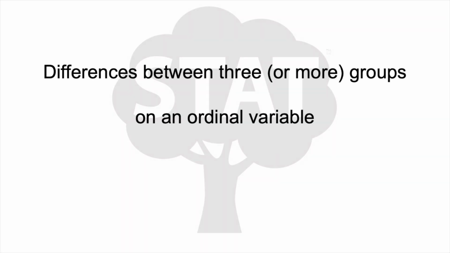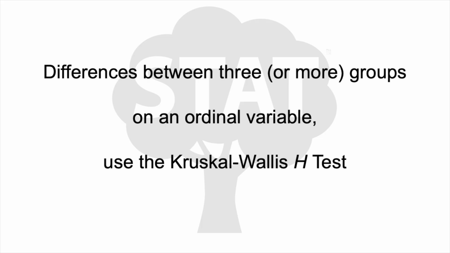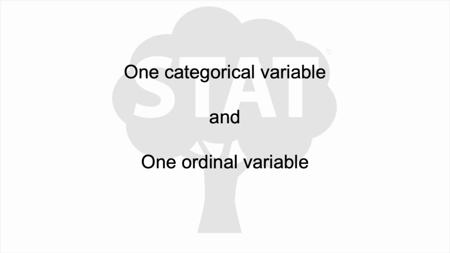To test whether there are differences between three or more groups on some ordinal variable, the Kruskal-Wallis H test would be appropriate. This test is similar to the one-way ANOVA, but for ordinal dependent variables. You will need one categorical variable and one ordinal variable with multiple ranks in order to run this test.